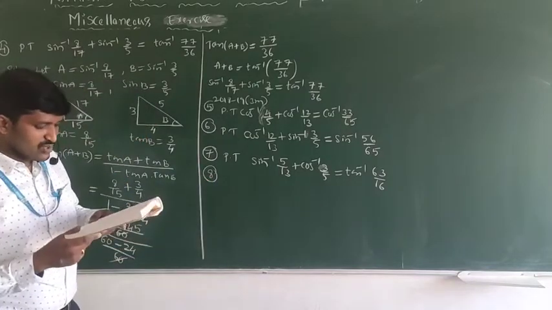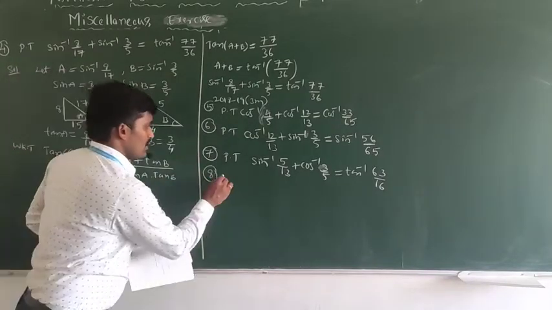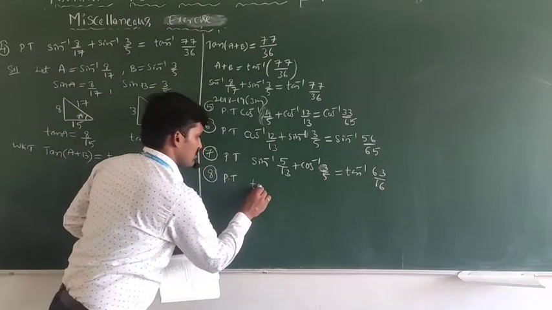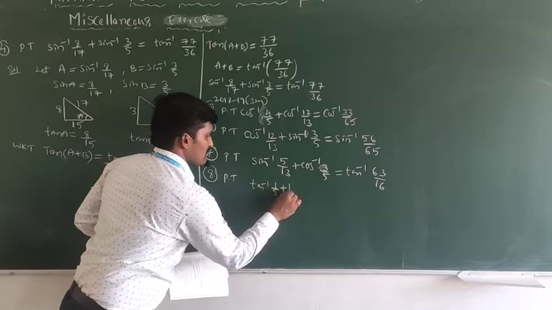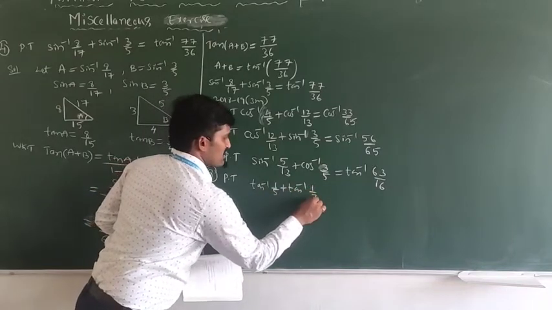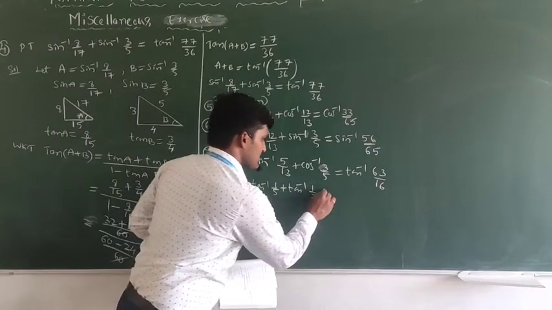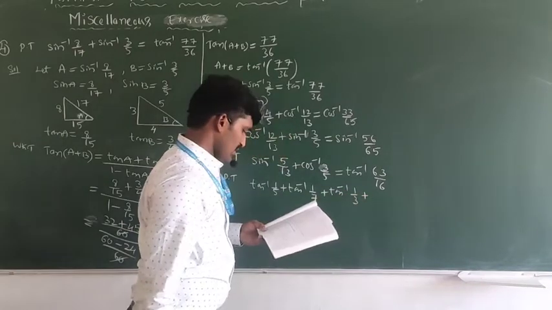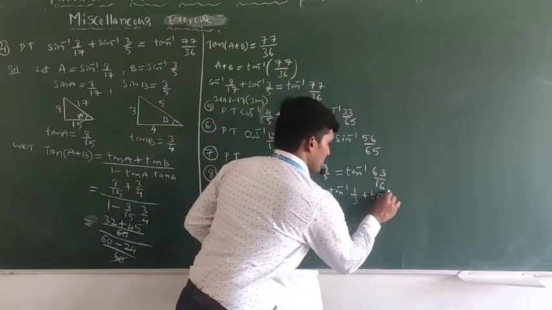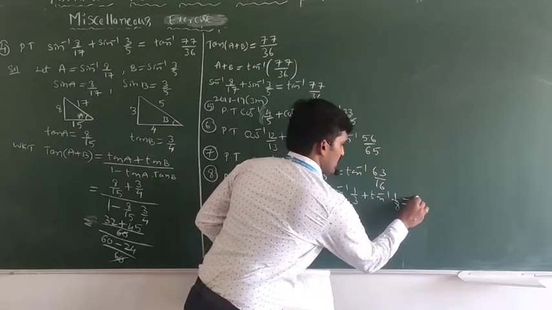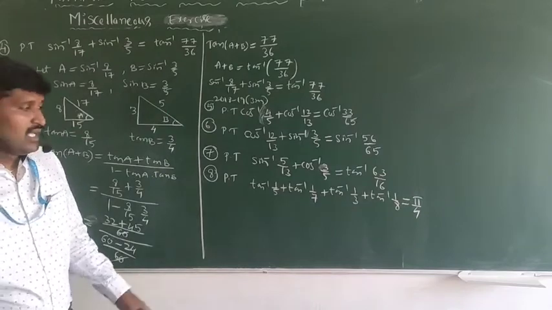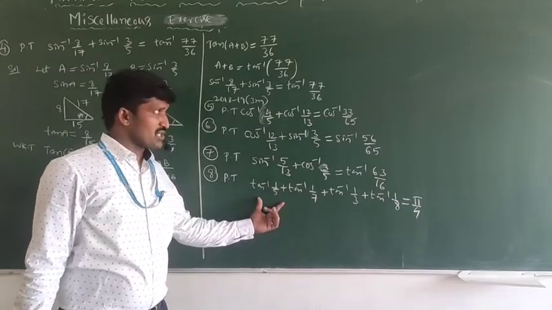Next, eighth one. Eighth one, prove that tan inverse of 1 by 5 plus tan inverse of 1 by 7 plus tan inverse of 1 by 3 plus tan inverse of 1 by 8 equals pi by 4. We need to prove that. Here I will explain this question, no problem.